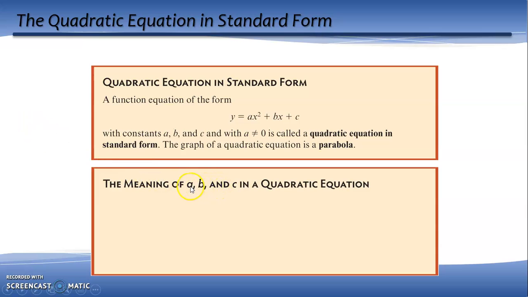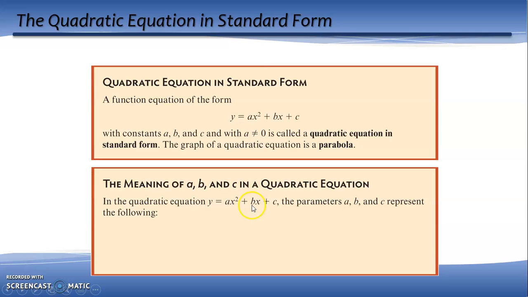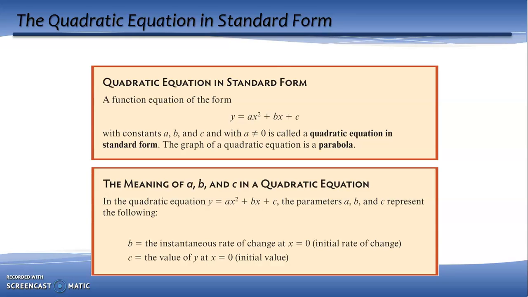The meaning of the terms a, b, and c in a quadratic equation: we have the equation y equals ax squared plus bx plus c. Those parameters a, b, and c represent the following. Let's start with c. c is the value of y at x equals 0. That means the initial value. b is the instantaneous rate of change when x is equal to 0. That means the instantaneous rate of change at the initial value. And a is 1/2 of the rate of change in the rate of change. So, how the rate of change is going to change.